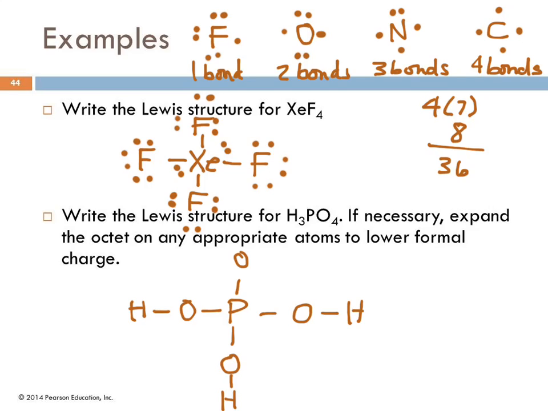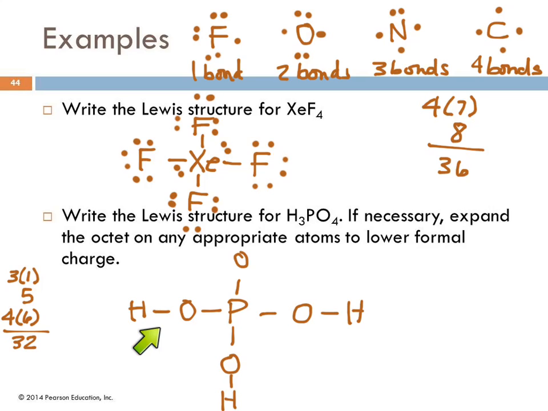So we've got 3 hydrogens, and they each have 1 valence electron. And the phosphorus has 5, and there are 4 oxygens, and they each have 6. So we've got 24, and 5 is 29, and 3 is 32. It's fine to use a calculator to add those up. I just don't want to dig mine out and walk 2 steps over there.